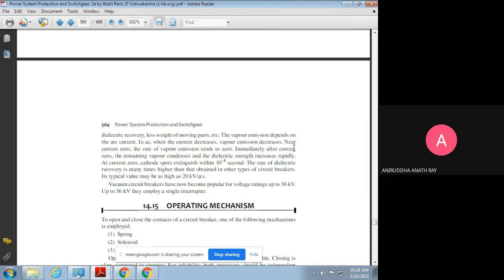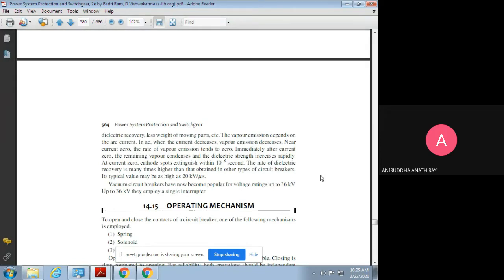The vapor emission depends on the arc current. In AC, when the current decreases, the vapor emission also decreases. So near current zero, the rate of vapor emission tends to zero. Immediately after current zero, the remaining vapor condenses and dielectric strength increases rapidly. At current zero, the cathode spots extinguish within 10 raised to power minus 8 seconds. So the rate of dielectric recovery is many times higher than that obtained in other types of circuit breaker.